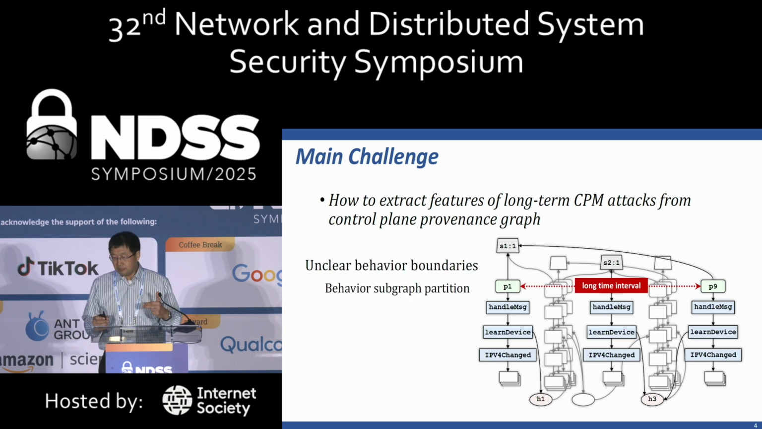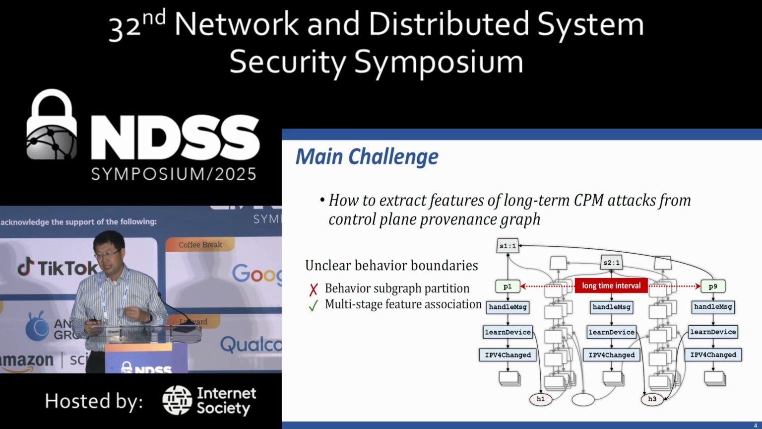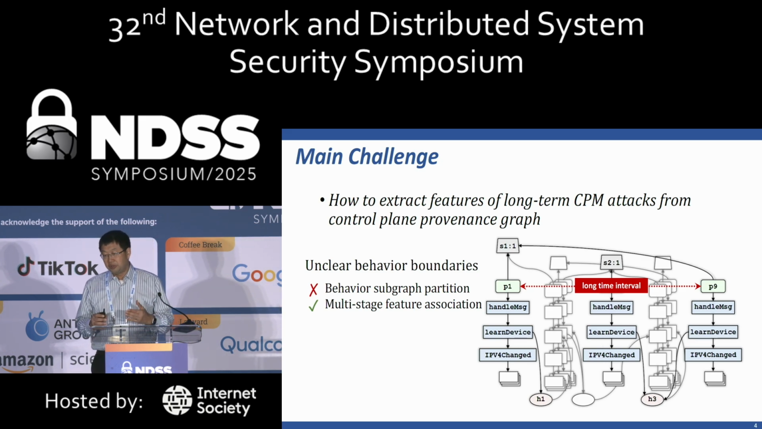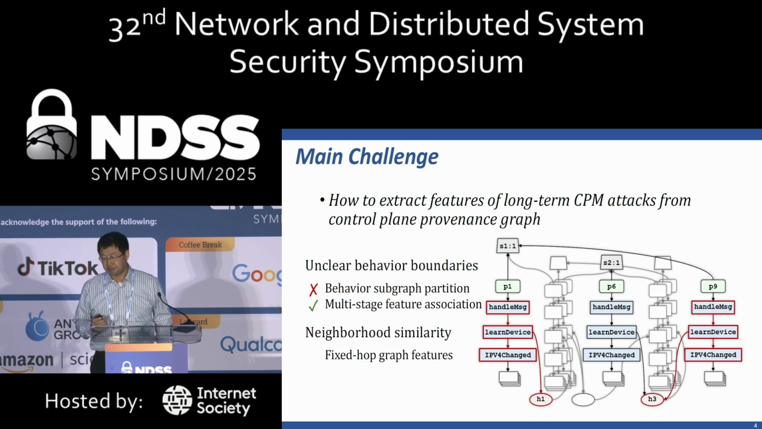If we partition the graph using regular boundaries, for example, regular behavior subgraph partition, then during the long time between the attack changing the control plane and the attack being detected by the user, it's very difficult to have a clear subgraph. Typically the subgraph boundary is blurry and the graph is large. Our solution is to use multi-state features. We detect single features in different states and chain them together as a smaller subgraph.